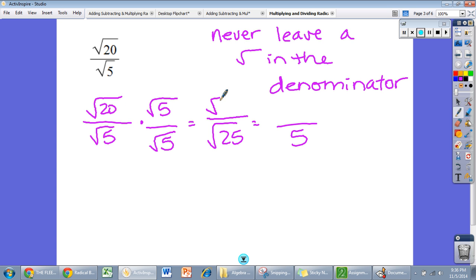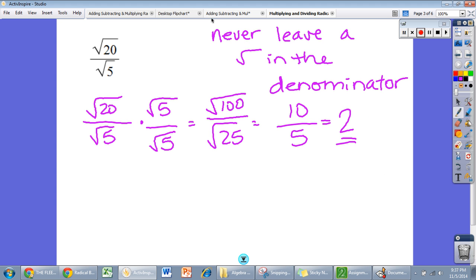So now we have 20 times 5 is 100. 100 happens to be a perfect square. Square root of 100 is 10. Never leave a fraction unsimplified. 10 divided by 5 is 2. And there's your answer.